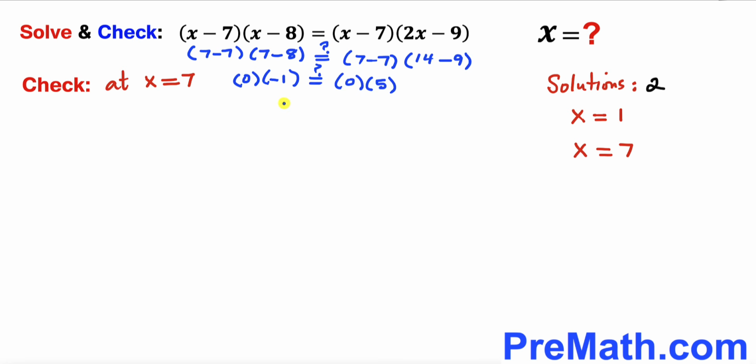Now we can see 0 on the left hand side is indeed equal to 0, and this is a true statement. So x equals 7 is our valid solution.